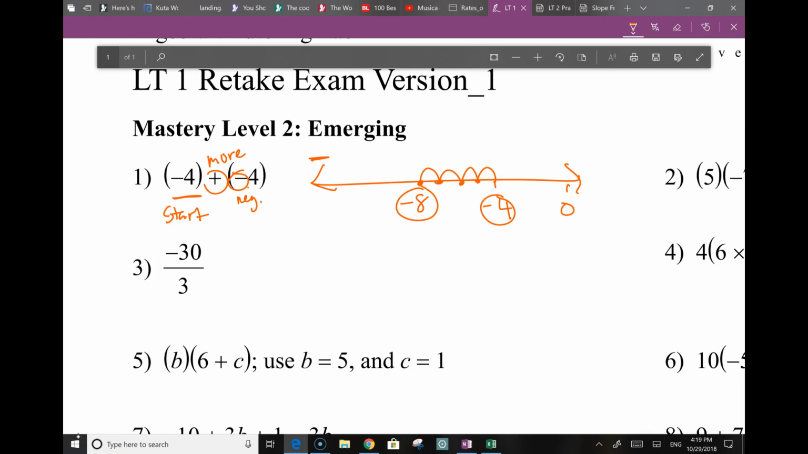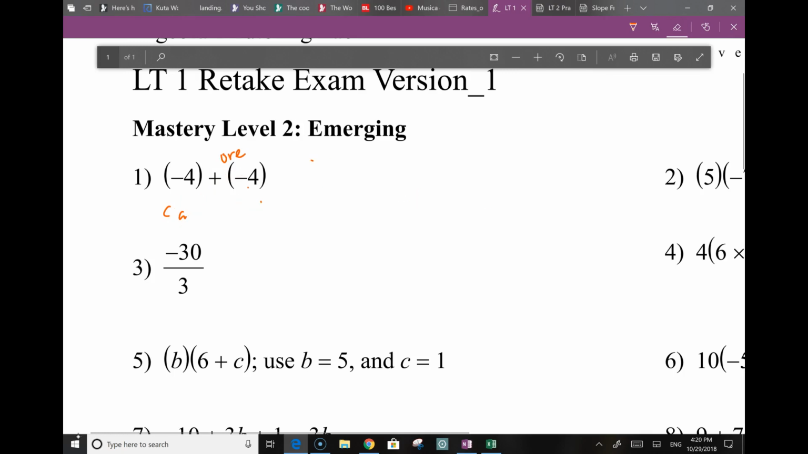Now, this is a rather detailed and long way of getting the answer. A more conceptual and direct way of doing it would be to understand that by going more negative, you're actually adding these numbers together. Okay, so -4 plus -4 becomes -8. I'm going to go ahead and erase all this. And the answer is -8. All right.